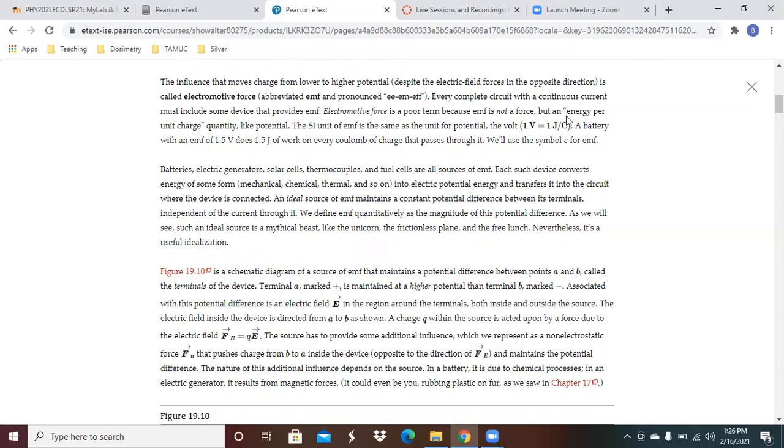They really castigate using that specific term. It's really an energy per unit charge quantity like potential, which I could understand given the description we just had before. The SI unit is going to be the same unit as potential, the volt. A battery with an EMF of 1.5 volts does 1.5 joules of work on every coulomb of charge that passes through it.